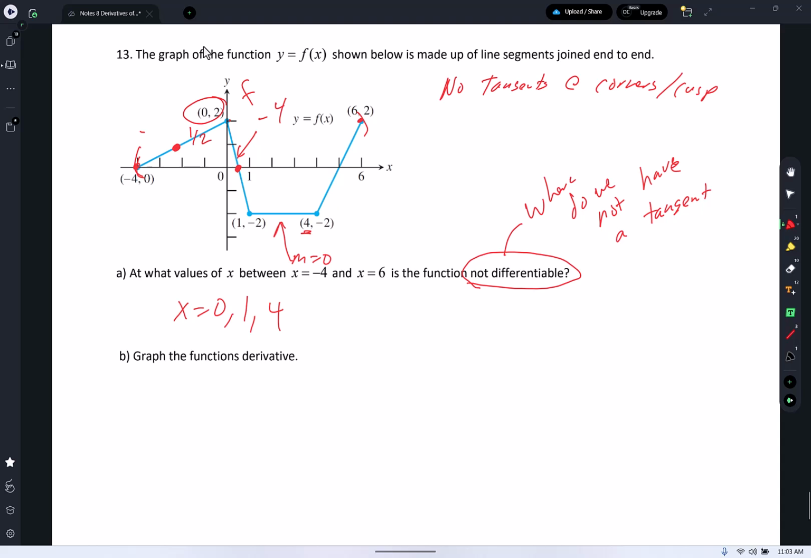And between 4 and 6, let's see, I'm going to go up 4 and to the right 2. That's a slope of 2. Does everyone see how we got those slopes? All right, here we go.